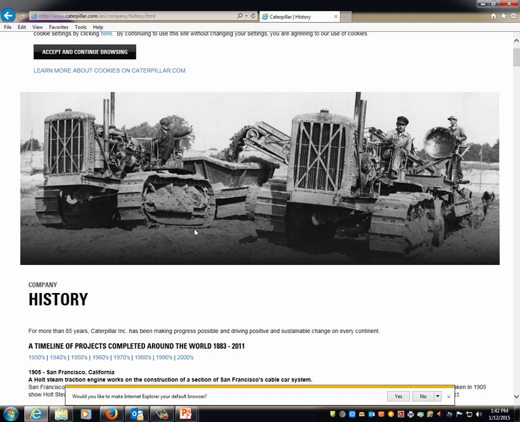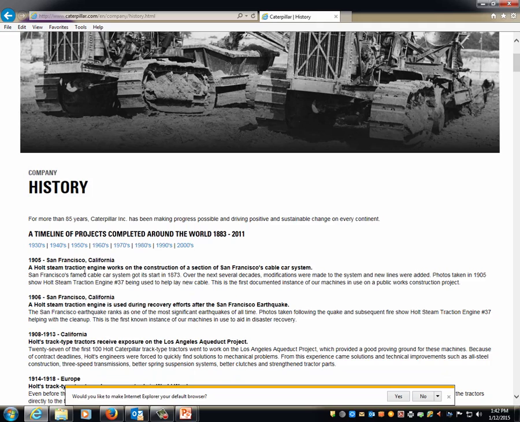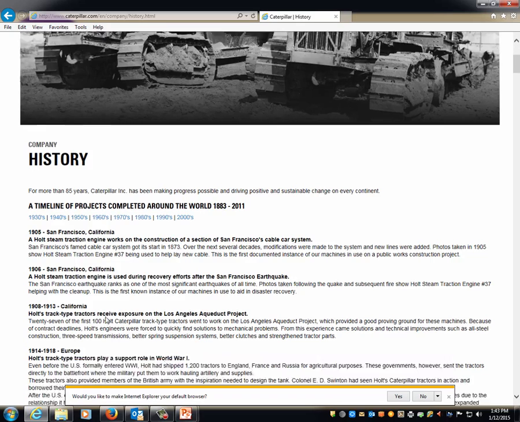Now you look at that, you say, okay, that's not necessarily agriculture, that's going to be more manufacturing, right? That's what they're trying to do. A Holt steam traction engine works on the construction of a section of San Francisco's cable car system. You look at all the different key pieces and parts about why they were doing these types of things.